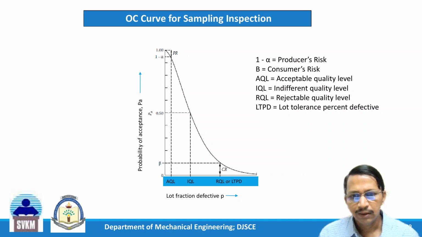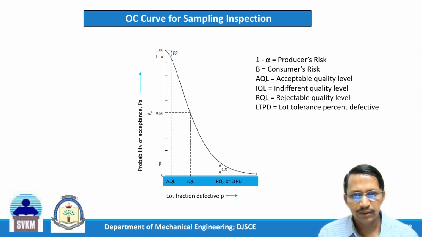And then you have the second point, IQL or indifferent quality level. Here the consumer is okay. He is not rejecting, and he is not 100% accepting either. So this is around 50% probabilistic acceptance. For this quality, or lot fraction defective IQL, the probability of acceptance is usually 50%.